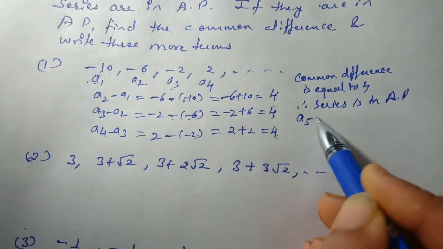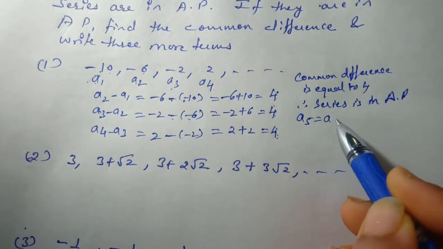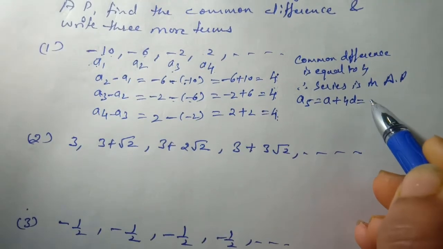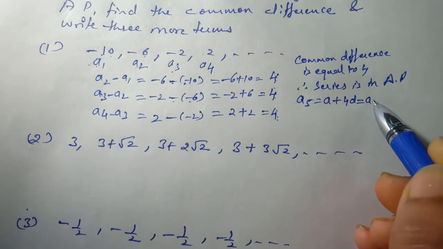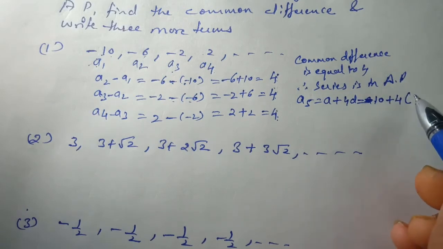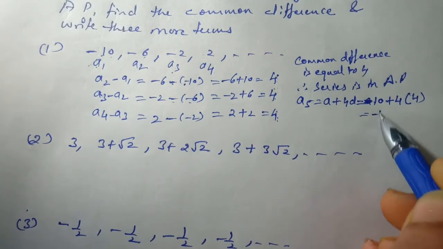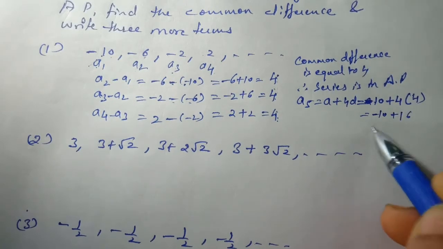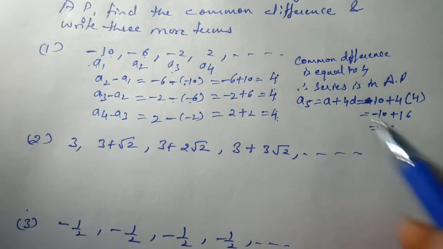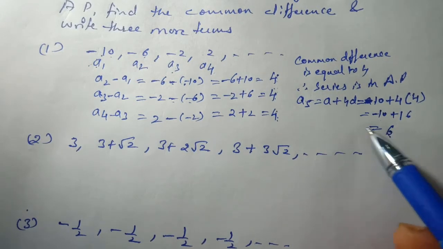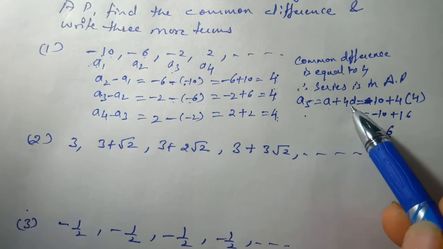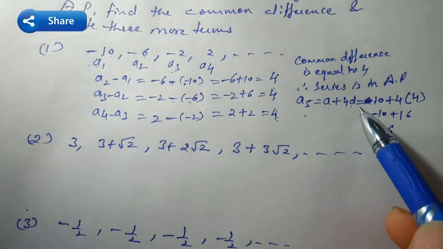For finding the fifth term, we have to keep in mind the general rule A plus 4D. So it is equal to A, the value of A we have is minus 10, plus 4 into the value of D, which we have as 4. So this will be equal to minus 10 plus 16, which is plus 6. So the fifth term is 6. The same way we can find the sixth term and seventh term. We have to use the relations A plus 5D and A plus 6D.